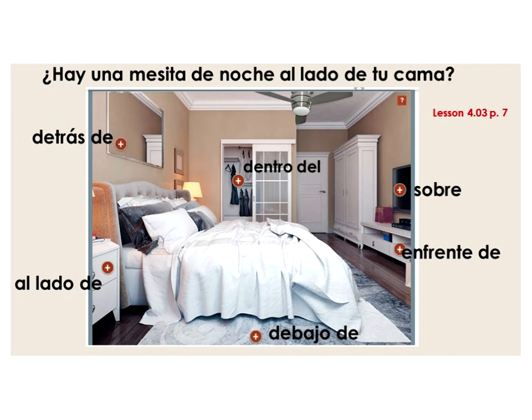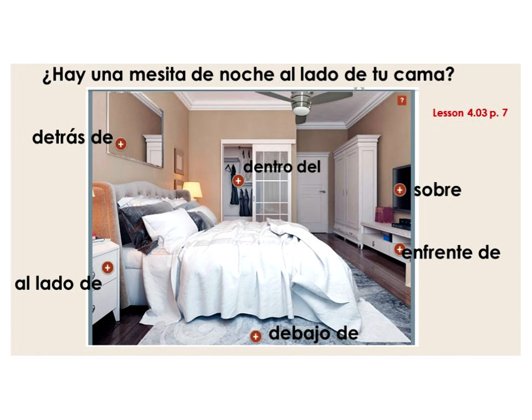Now, in Lesson 403, page 7, we're using more prepositions of location when we're talking about "hay una mesita de noche al lado de tu cama." Is there a nightstand next to your bed? So when you click on all of these, they give you more prepositions.